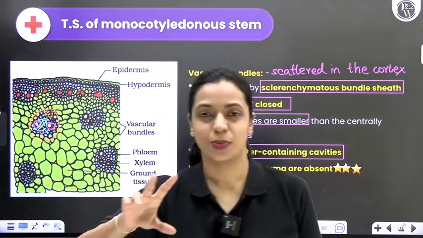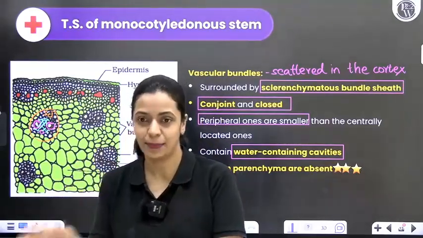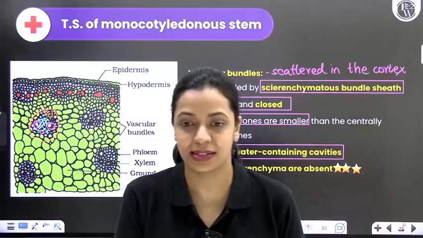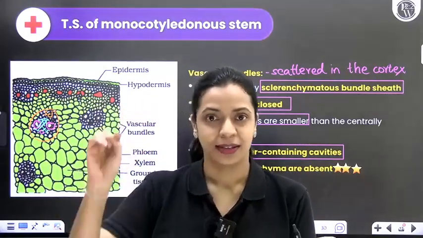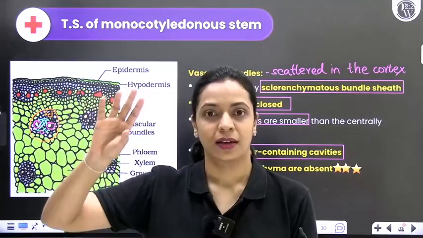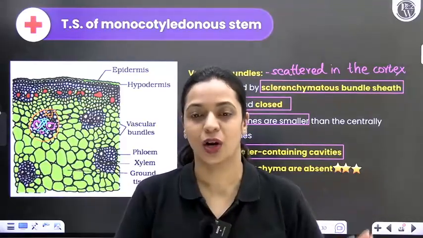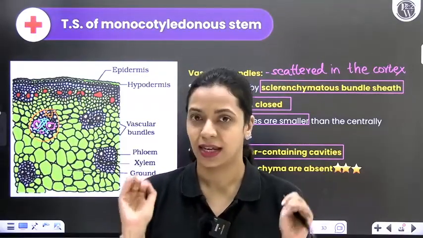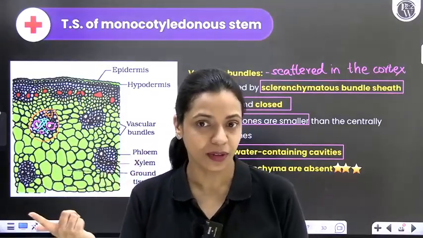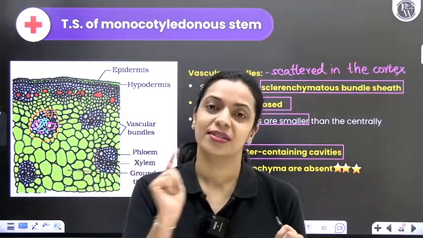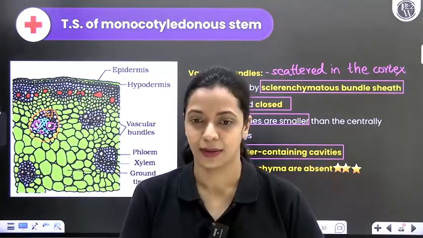Okay, so now the differences between dicot stem and monocot stem. First difference: we'll start from the epidermis. The epidermis in dicot stem generally has trichomes, but in monocots usually it's glabrous. You do not find the trichomes. Second, let's come to the hypodermis. What is the hypodermis in dicot stem made up of? It is made up of collenchyma. What is the hypodermis in monocots made up of? It is made up of sclerenchyma.